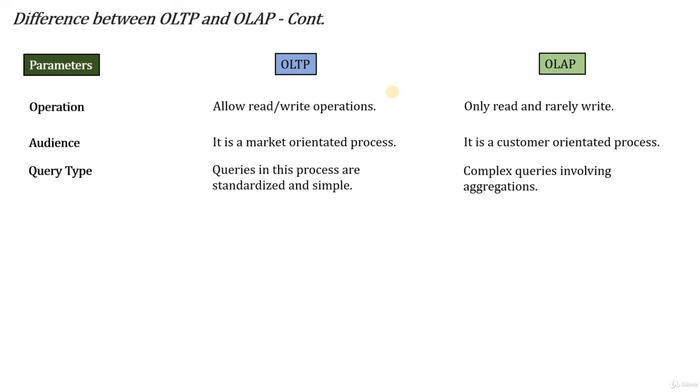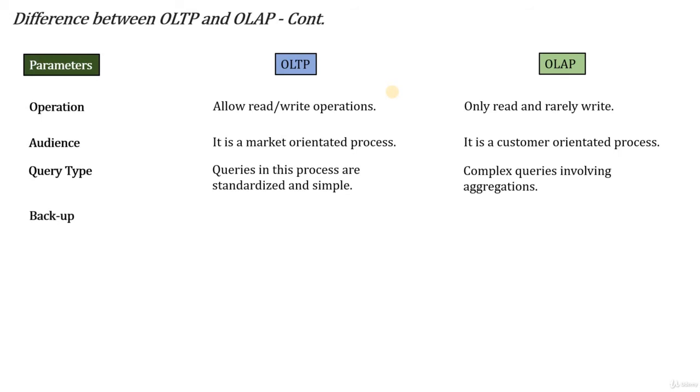Since you are performing very small, limited operations, OLTP runs with very standardized, simple queries. But in the case of OLAP, you're going to join multiple tables and multiple database servers to fetch the data. That's where your querying is going to get complicated.